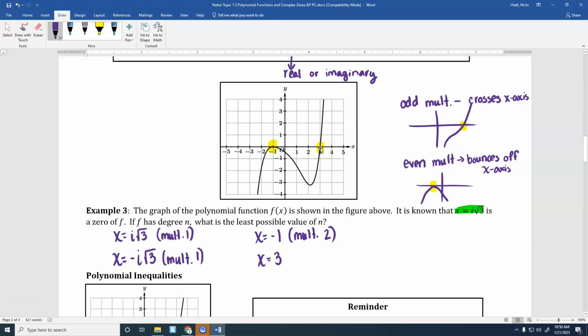multiplicity there? Odd. And what's our lowest odd that we can use? Multiplicity of 1. And so this covers all of our possible zeros that we would have. I've got 1, 2, 3, and this counts as 4 and 5 because it has a multiplicity of 2. So n would have to equal 5 for this problem.